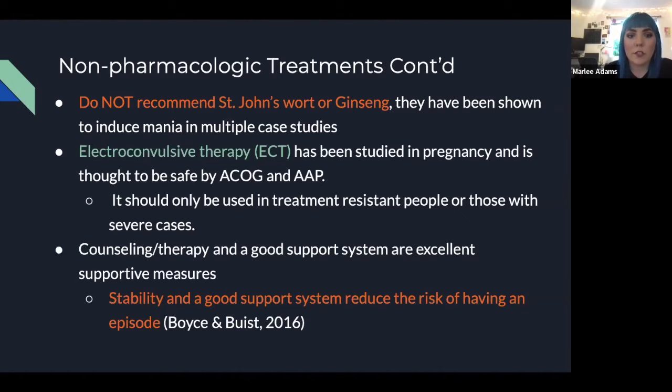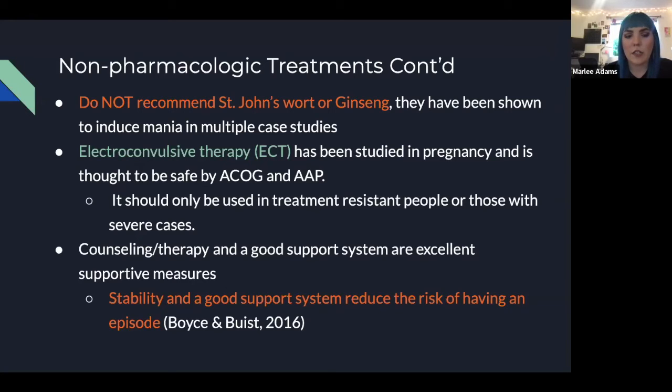Something called electroconvulsive therapy, ECT, has been studied in pregnancy and is thought to be safe by ACOG and AAP, but it should only be used in treatment-resistant people or those with severe cases, and someone having ECT likely may not be in our care. I found one systematic review on it, and 4 out of 5 studies that they looked at found it to be acceptably safe, with the 5th finding it not safe at all. Although the 5th one was pretty biased research because it included poor outcomes like stillbirth that weren't actually related to the ECT. So not really a fair study.